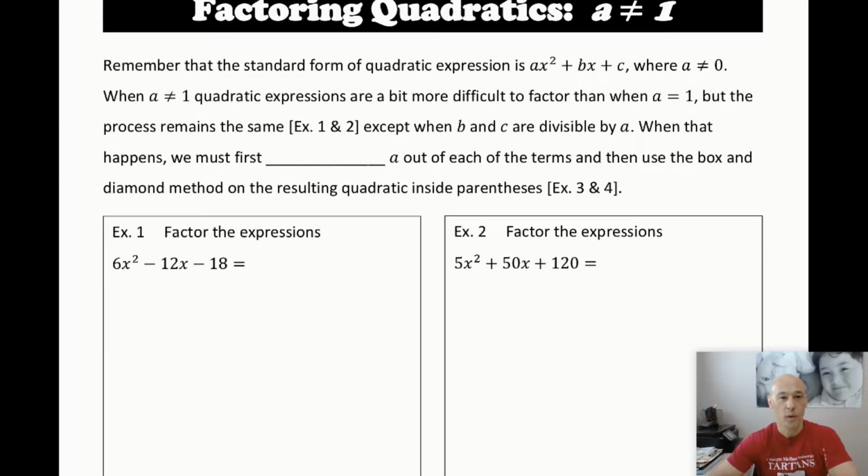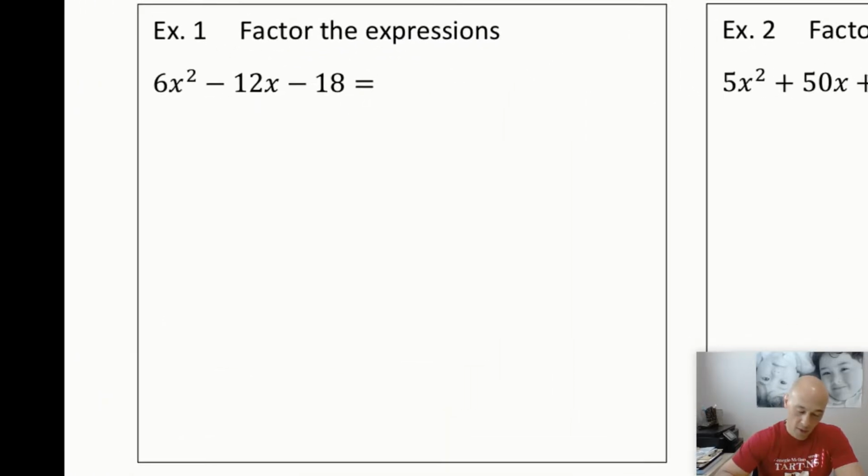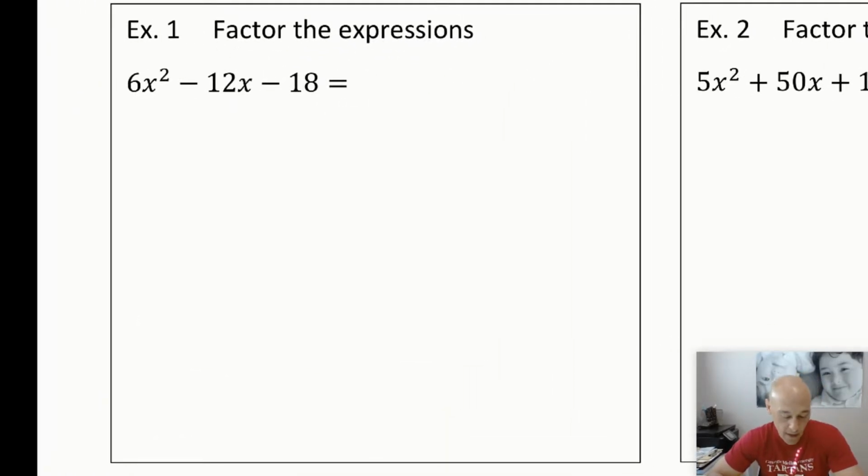When that happens, we must first factor a out of each of the terms and then use the box and diamond method on the resulting quadratic inside parentheses. Those will be examples 3 and 4. All right, so let's just start here with example 1. We're going to factor that expression.